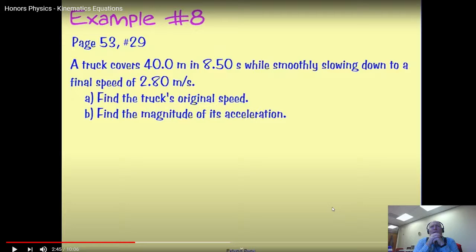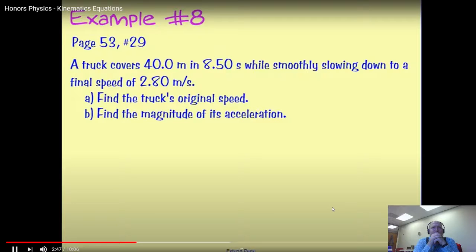Wow. 8.5 seconds to go 40 meters. It's not going that fast. What if it was 8? It would be 5 meters per second. So yeah, maybe 7, 8 meters per second at the beginning here. And this is not like slamming on the brakes. So this is 1/10 of a G at most, I'm going to guess.